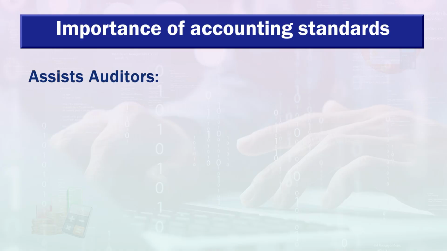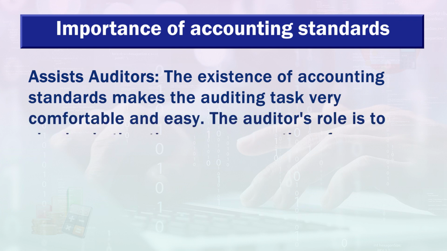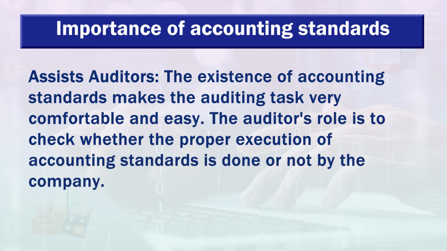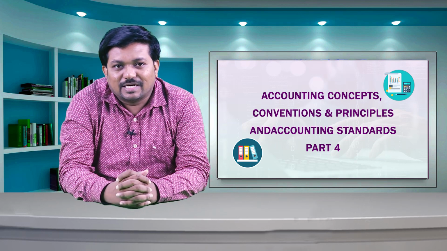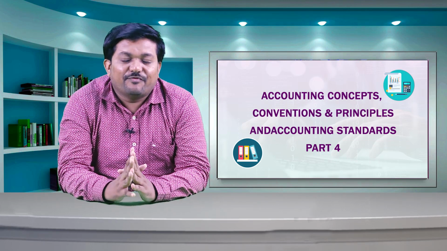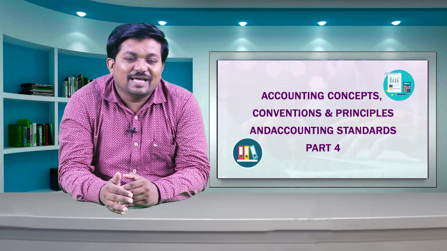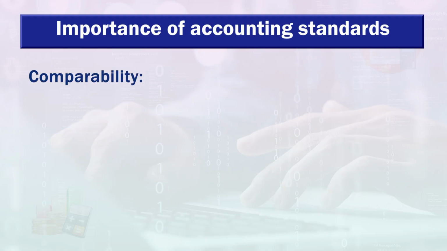Next is assist auditors. The existence of accounting standards makes the auditing task very comfortable and easy. The auditor's role is to check whether the proper execution of accounting standards is done or not by the company. Now, the accounting standards lay down all the accounting policies, rules, regulations, etc. in a written format. These policies have to be followed. So, if an auditor checks that the policies have been correctly followed, he can be assured that the financial statements are true and fair.